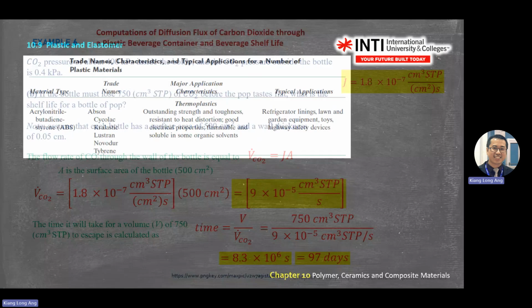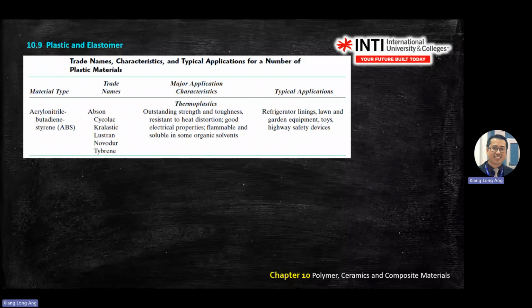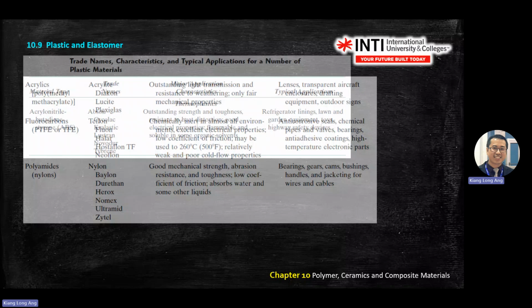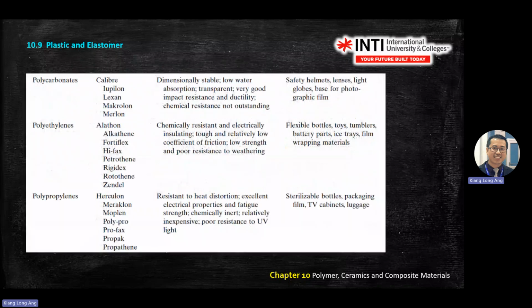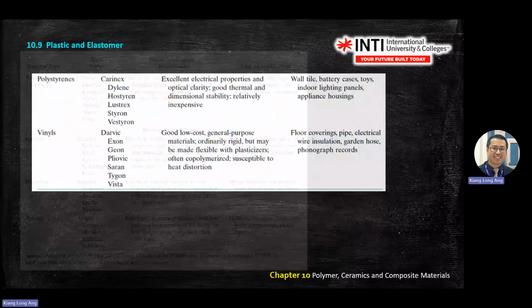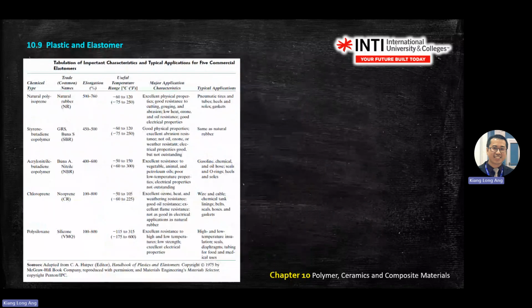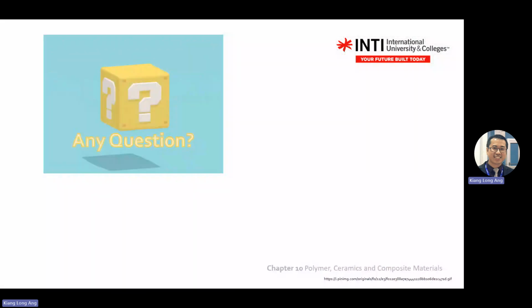The rest you read. The application of thermoplastics, what they are used for. This one you just read. At least you know you've seen all these names before. All right, with this we conclude chapter 10.